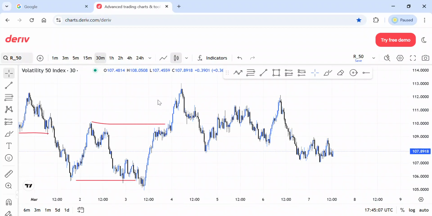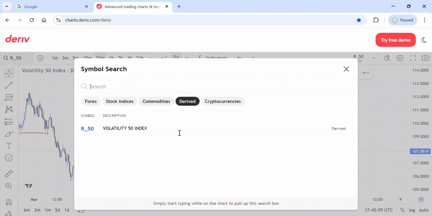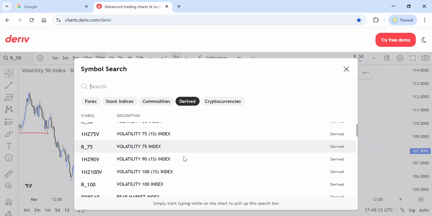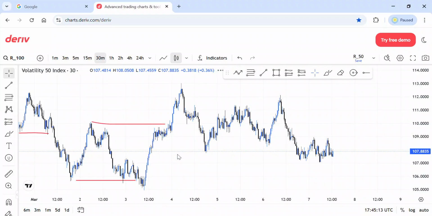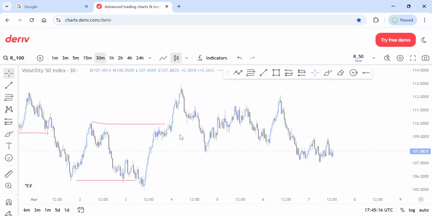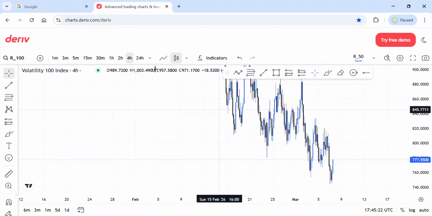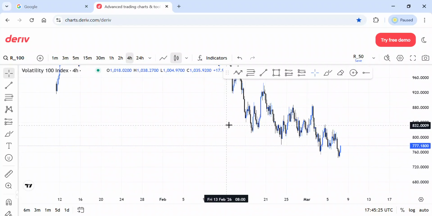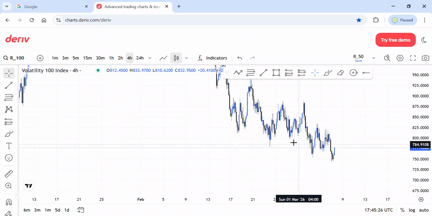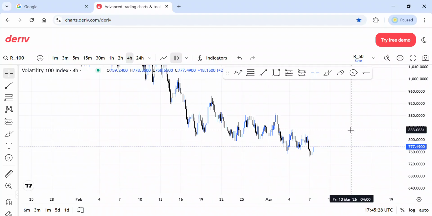So let's go to another pair. Let's leave that pair. Let's go to another pair. Volatility 100. Whatever time frame is okay, but for you to see the chart well, you can still go to 4 hours here to see the chart well.